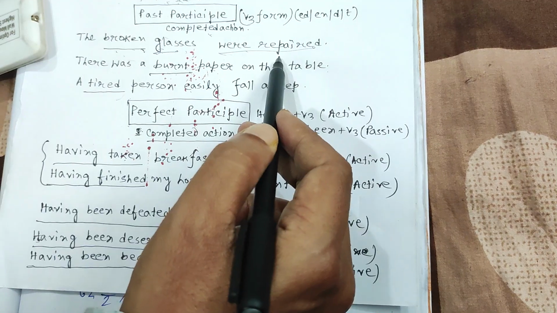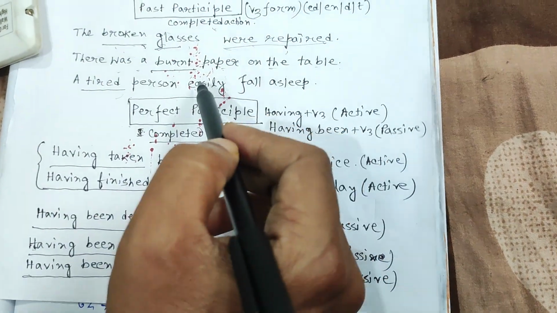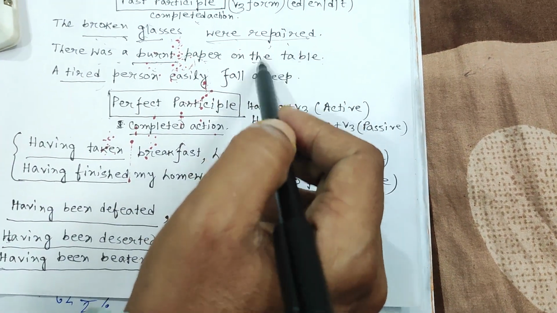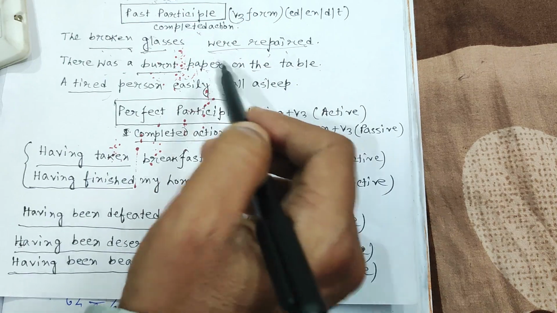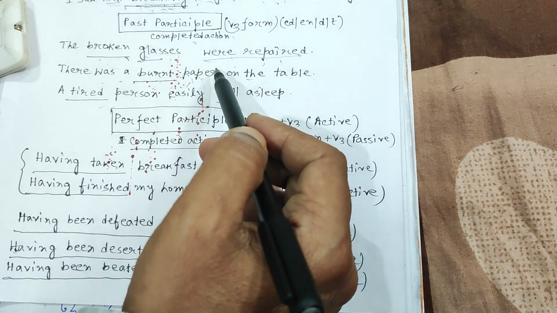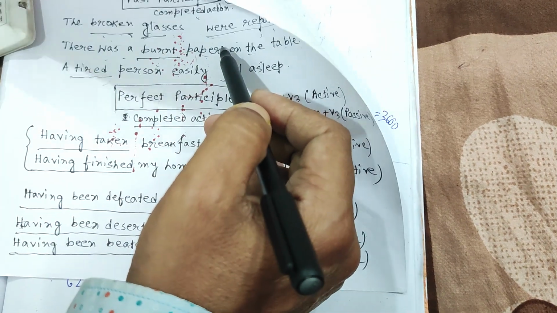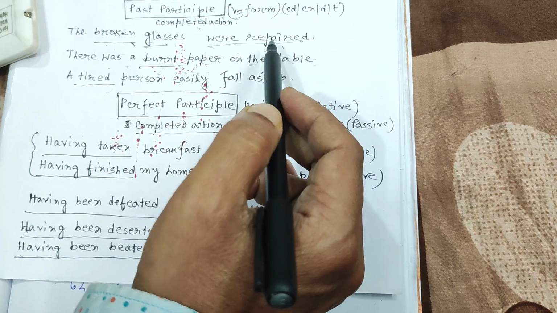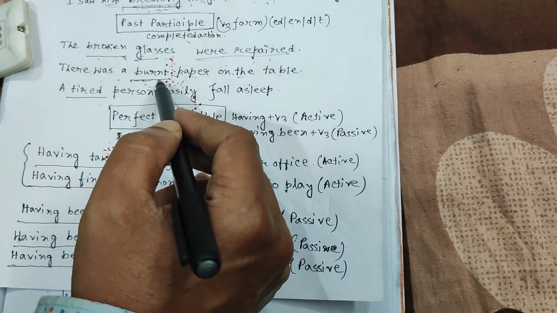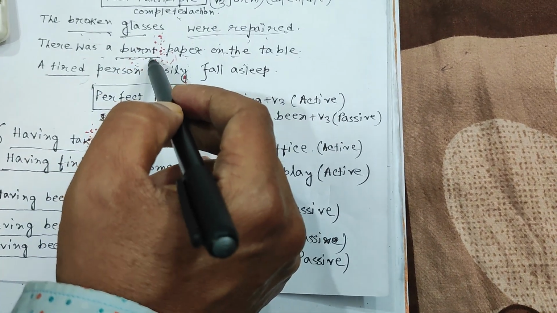So completed action. There was a burnt paper on the table. So I entered into the room and I saw a paper that was already burnt. Somebody burnt it, and I saw it lying on the table. So the action of burning is fully completed. That is why past participle.